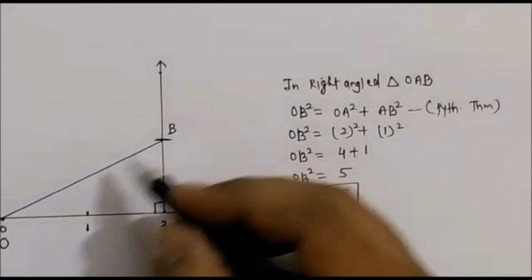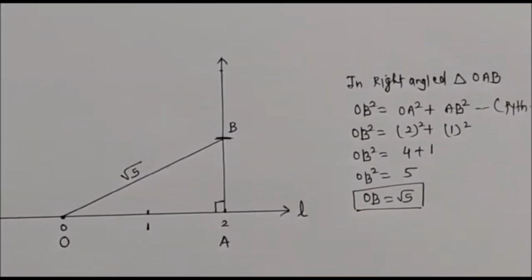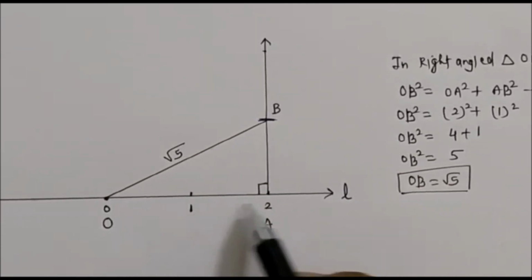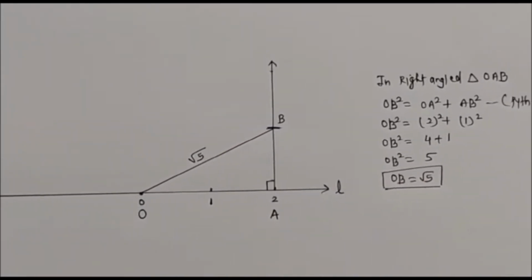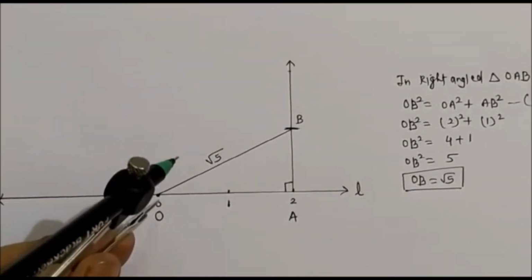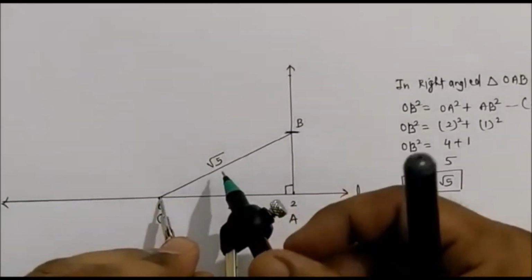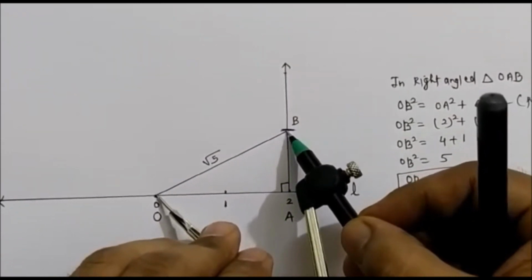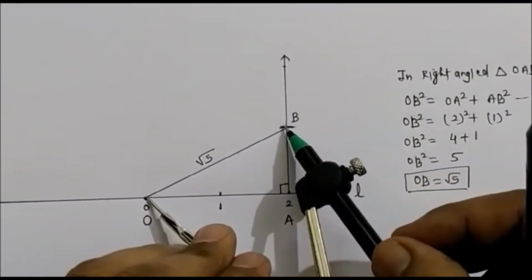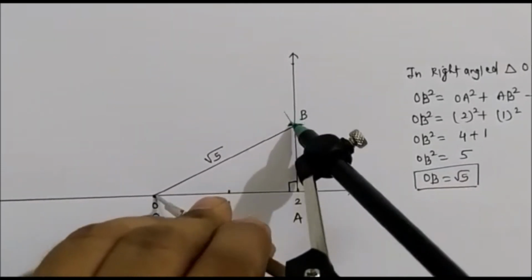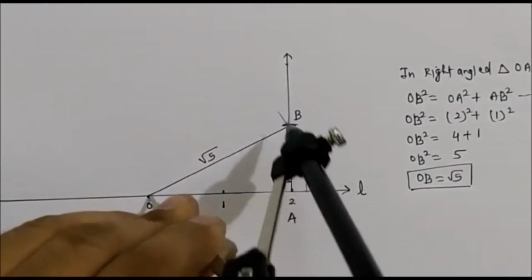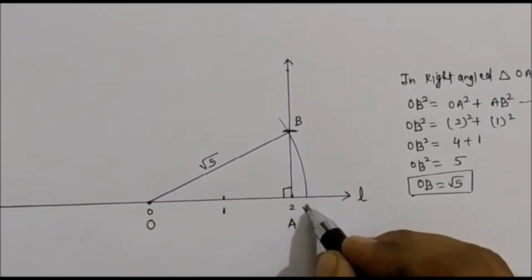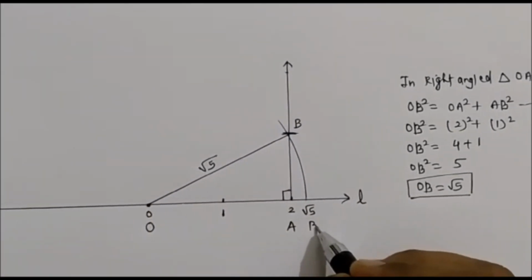Now this OB we get root 5, and this root 5 we have to represent on this line. So we take the compass and keep it on point O. Take this distance of O to B, which is root 5, and from here you cut an arc.